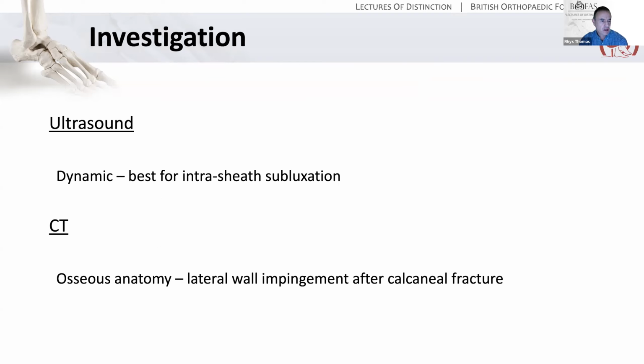The next investigation that we can perform is an ultrasound. This is good for dynamic testing, and obviously depends on the experience of your sonographer. It's very good for looking at intrasheath subluxation, and is often good for looking at frank dislocation of tendons as well. A CT scan is probably not as commonly performed, but is good to look at osseous anatomy, and this is probably most likely to be performed if you're querying lateral wall impingement from a malunited calcaneal fracture.